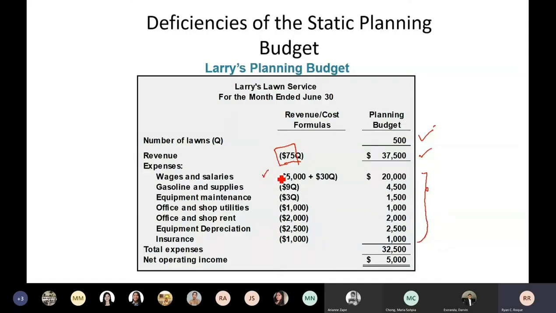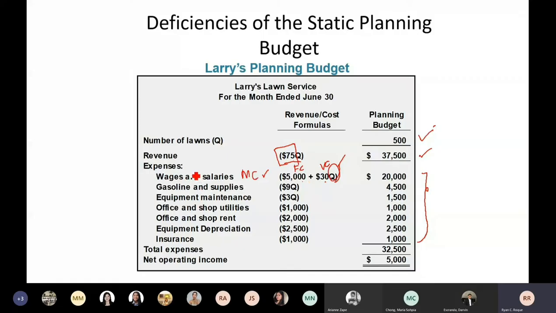Itong nasa unahan, wages and salaries, 5,000 plus 30Q. Q, number of lawns, no? Kung mapapansin mo, ito ay mixed cost. Bakit mixed cost? May fixed component at may variable component. Your 30 is your VCU, at yung Q, yung X natin, if you remember in our discussion on cost terms, concepts, and classification. Okay, so this is a mixed cost.